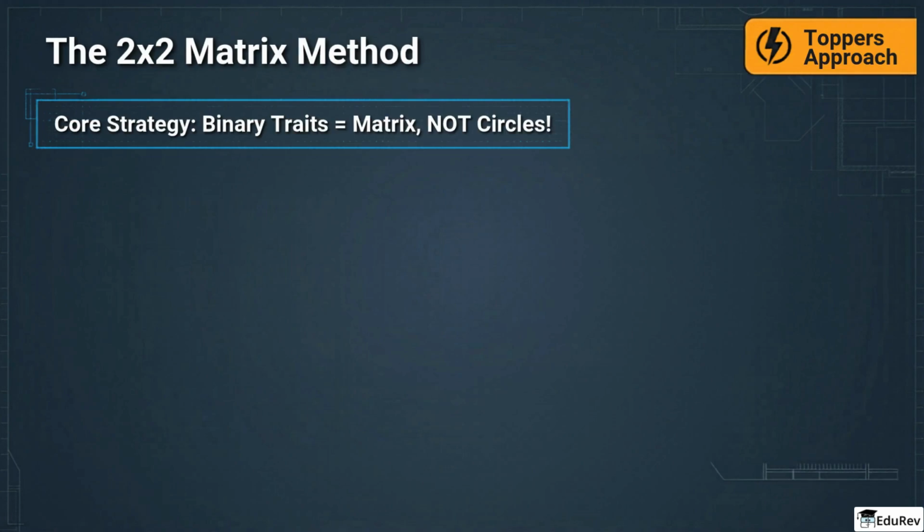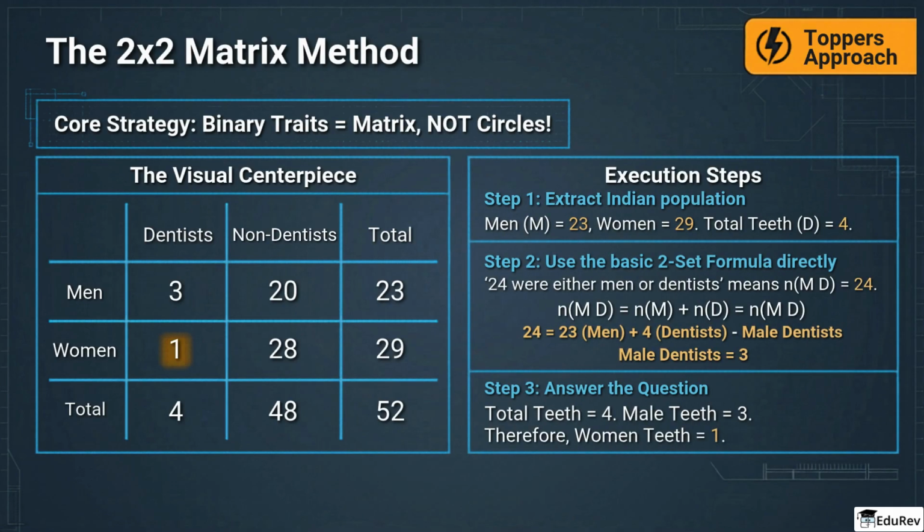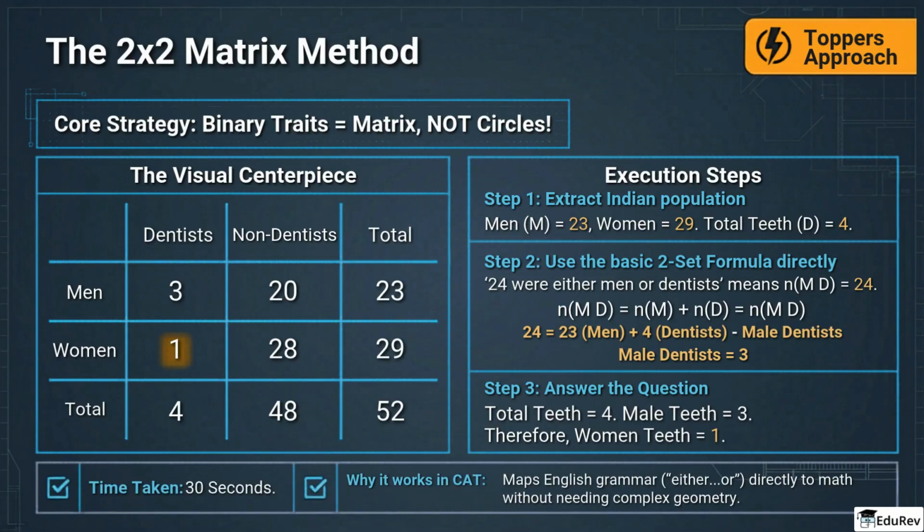Once you realize that men and women are mutually exclusive and dentist versus non-dentist are also mutually exclusive, you get a 2-axis table. That structure lets you place the total men, total women, total dentists, and the unknown intersections in a disciplined way. From the given data, the number of male dentists can be recovered first, and then women dentists follow immediately from the total dentist count. This is exactly the kind of situation where CAT rewards correct modeling more than brute force diagramming. If the categories are binary and fixed, a matrix is usually cleaner than a Venn diagram.